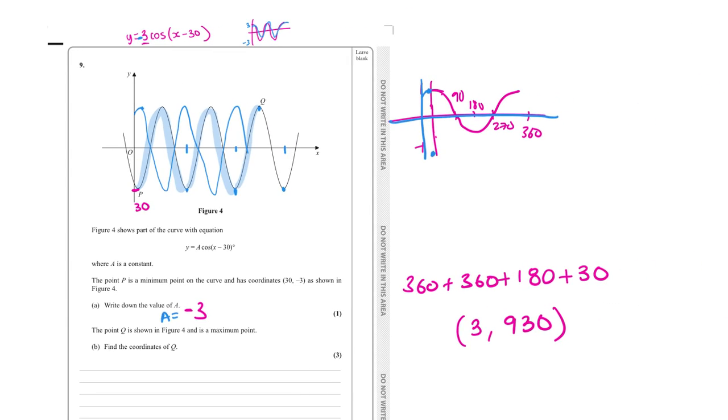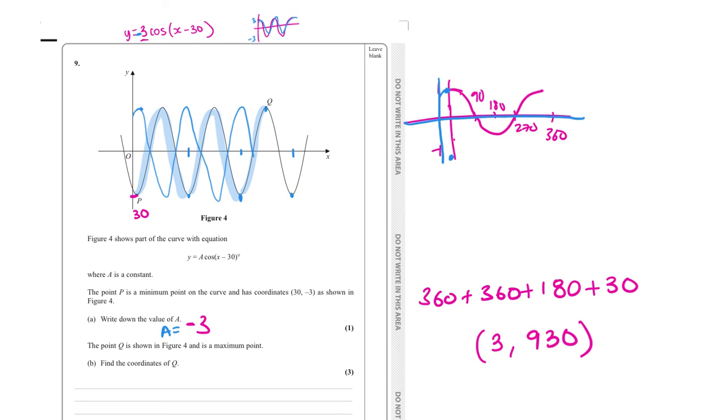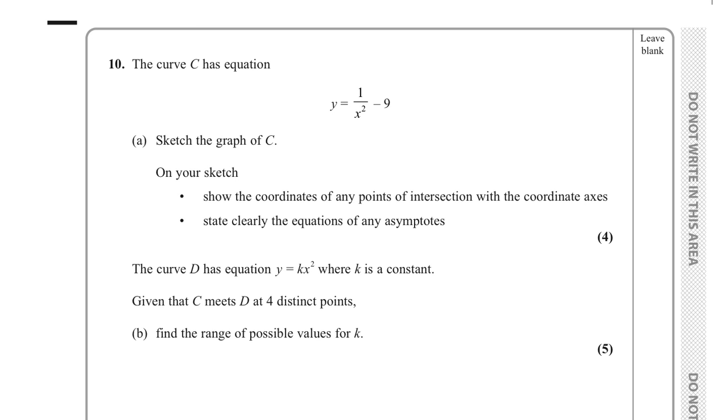So, Miss, the answer for part B would be 933. Oh my God, yeah. I can't believe I've just written that the wrong way round. Right, 930 and 3. Yeah, absolutely. Okay, well done. So, question 10.